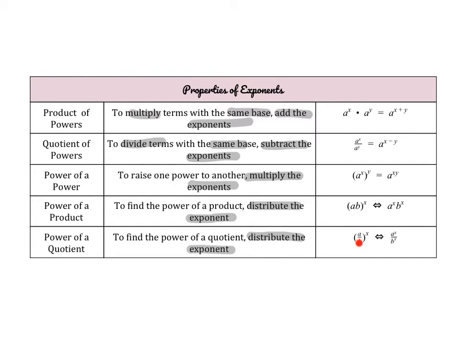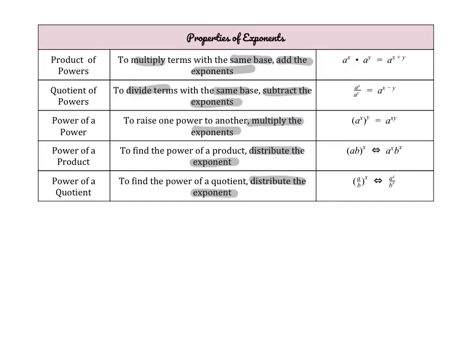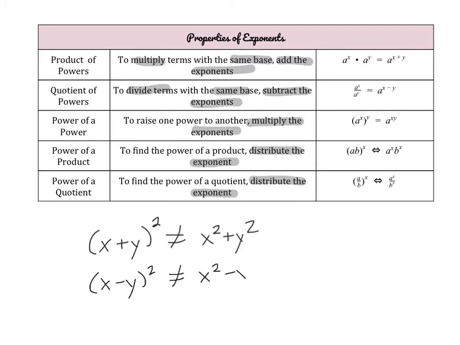So notice here we have a quotient. We're raising it to the power of x. Both parts are raised to the power of x. One thing I do want to point out is there's no such thing as the power of a sum or difference. What I mean by that is x plus y to the power of 2 is not equal to x squared plus y squared. You cannot distribute exponents when it's a sum or a difference. So I see a lot of people do this. It is completely illegal. So don't do this.